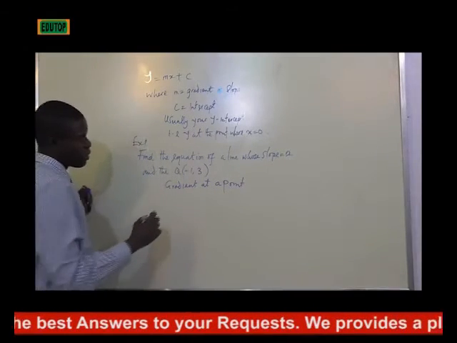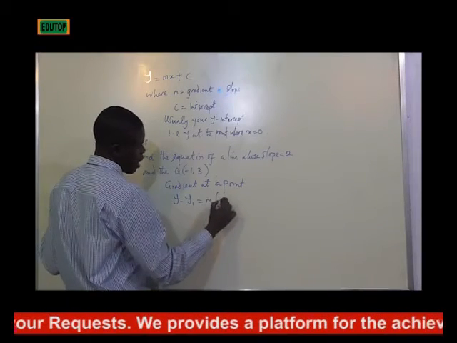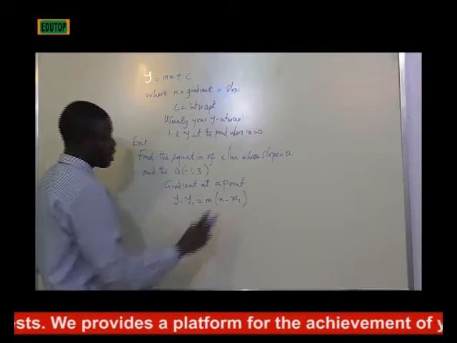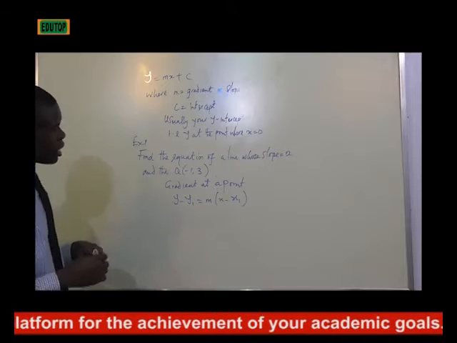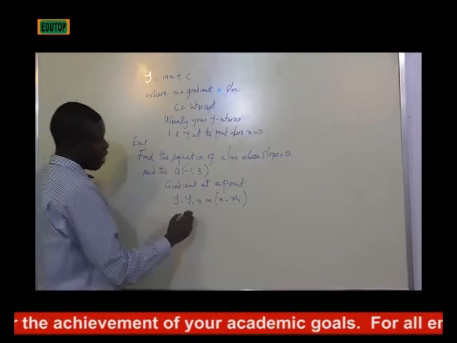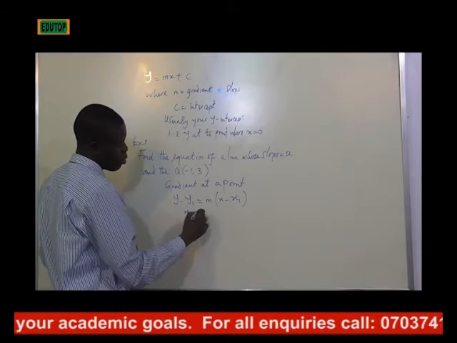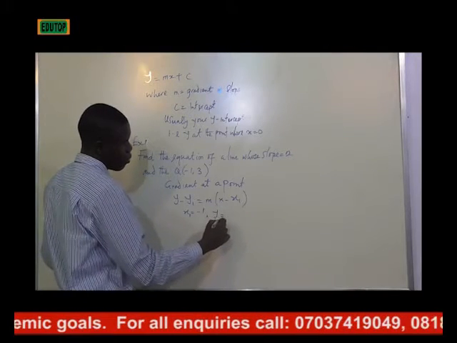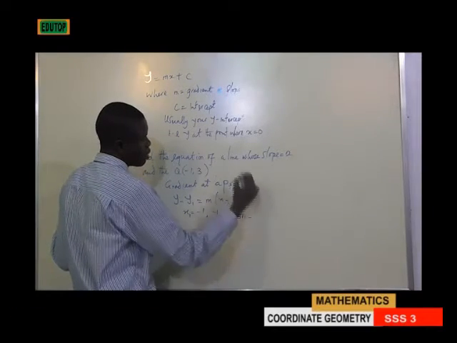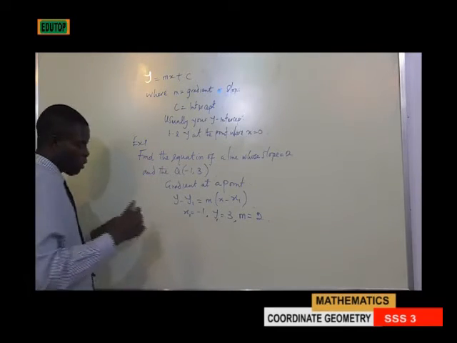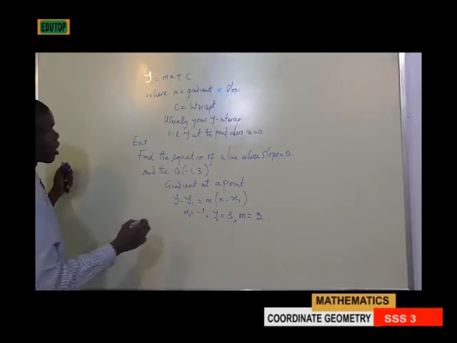and the formula is given as y minus y1 equals m times (x minus x1), and this we treated in the SS2 class, if you can still recall. In this scenario we have our x1 equal to minus 1, our y1 equal to 3. Remember, our slope m is given as 2, so we can impute all these known values into the model, and our equation comes out naturally.